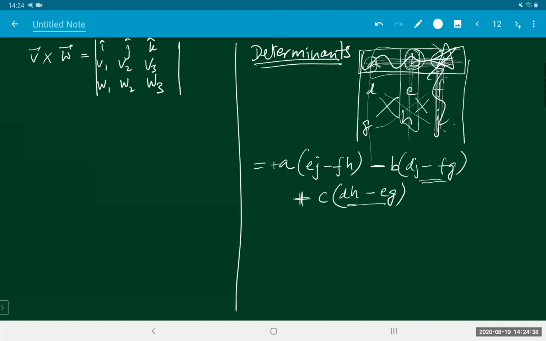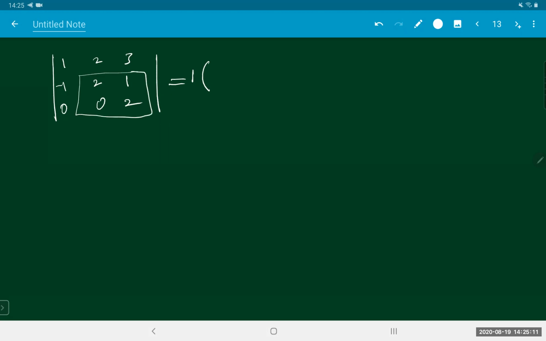Okay, I'm not satisfied with what I've done, but well, okay, let's do a numerical example. Maybe that helps. We'll come back to this. So 1, 2, 3, minus 1, 2, 1, 0, 0, 2. So this determinant, to calculate this, I will say 1, and then I have this 2 by 2 block. So this is 4 minus 0.